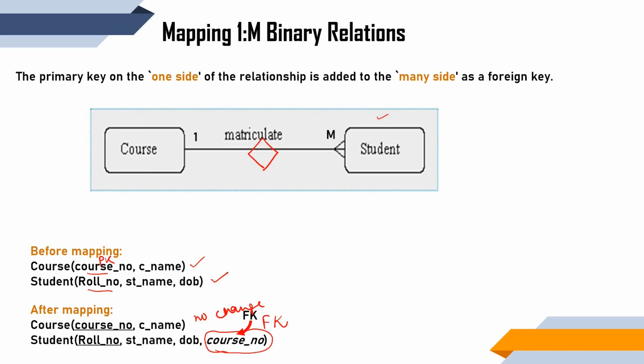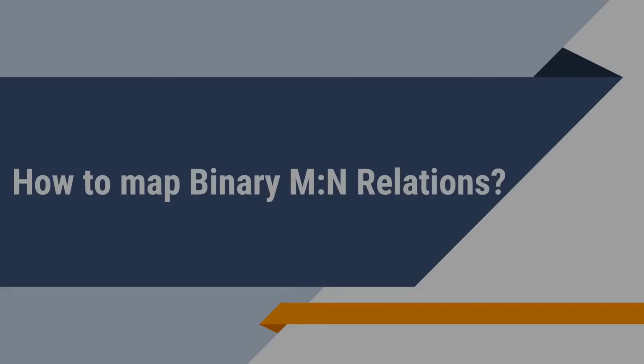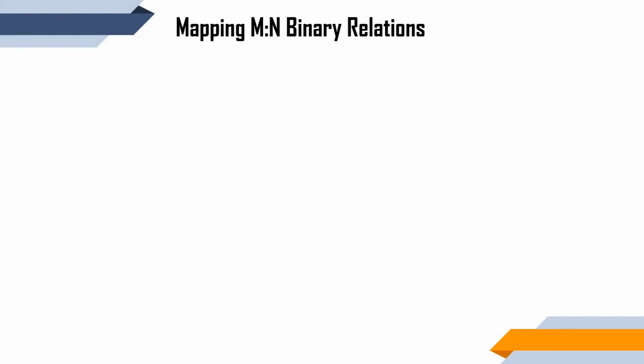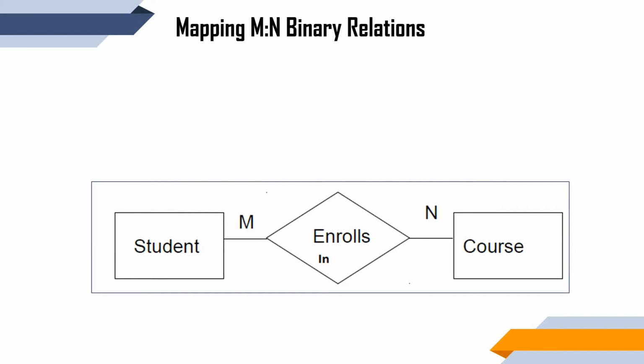Then we will see how we can map a binary m:n relationship. This is a very interesting case. Now look at this case, student and course. Suppose the relationship is like this. One student can enroll in many courses, and also one course can have many students. So this is an m:n relationship, right? Then how can I create a table structure for this?